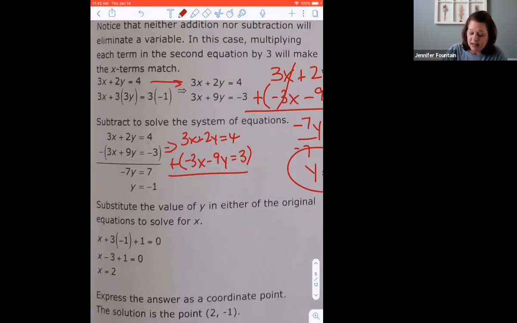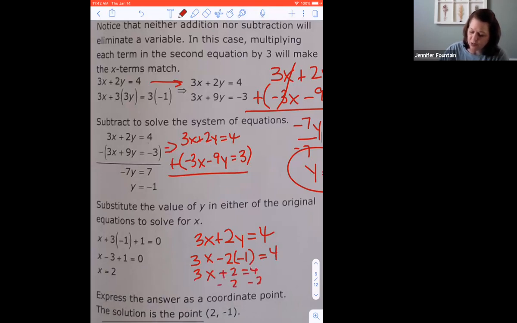Now I'm going to plug in. I've got 3x plus 2y equals 4. I'm going to plug in that -1. Whoops, sorry, it's for y, not x. 3x plus 2 times -1 equals 4. 3x plus 2 equals 4.